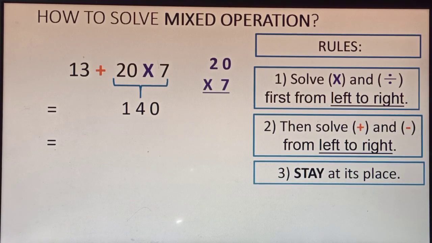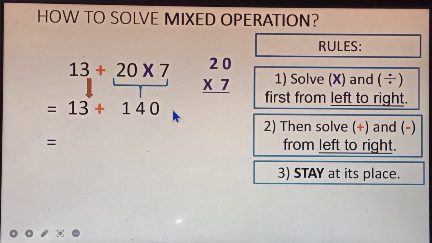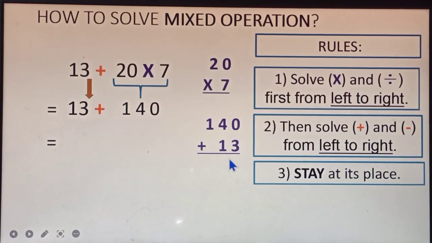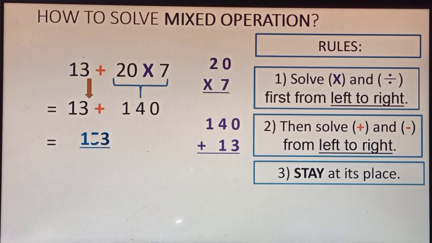Right? And then, what do you do next? Next step, solve plus or minus. Here there is only plus. So you just bring down 13 in the same place at the front. So 13 plus 140. You can show your working as usual using a vertical column. What is your answer now? 13 plus 140 equals 153.